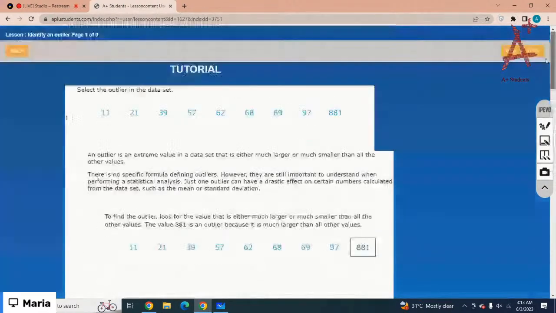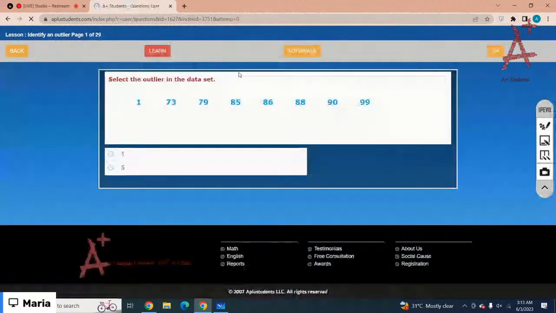Let's just start with the practice questions. Okay, select the outlier in the given data set. So, which is the correct option? So, which is the outlier in the data?